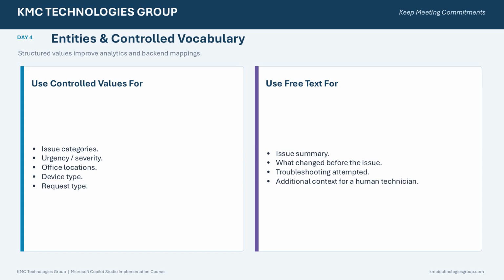Use controlled vocabulary when consistent values will improve reporting, analytics, routing, or back-end integration. Issue category, urgency, office location, device type, and request type are strong candidates for controlled choices or entities. Free text is better for information such as the issue summary, what changed before the problem occurred, troubleshooting already attempted, and additional context for a technician. A good conversational workflow combines both structured and unstructured inputs.